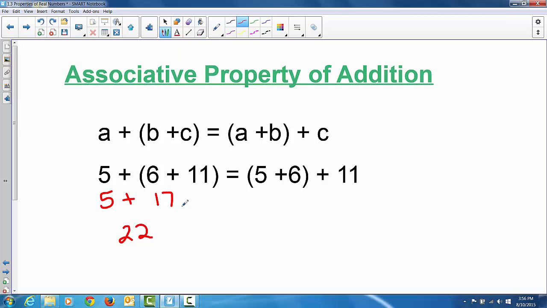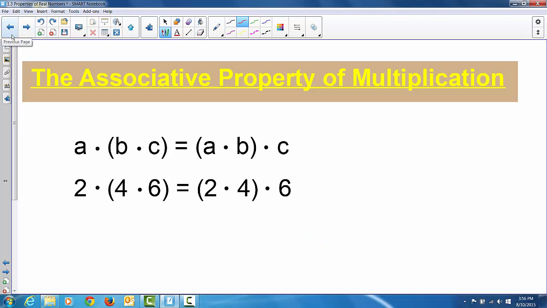Then we come over here and we've got it arranged a little bit different. We've got the 5 plus the 6 done first. So 5 plus 6 is 11 plus 11, and 11 plus 11 is 22. See, so it didn't matter how we associated the numbers together, we got the same answer.